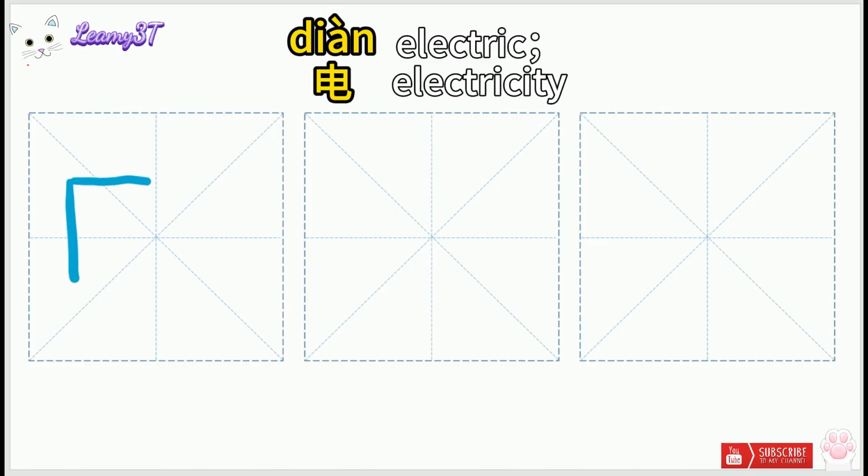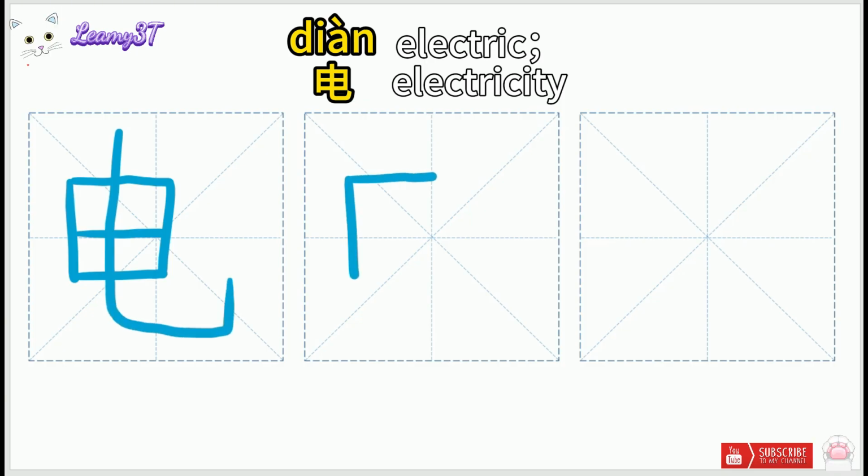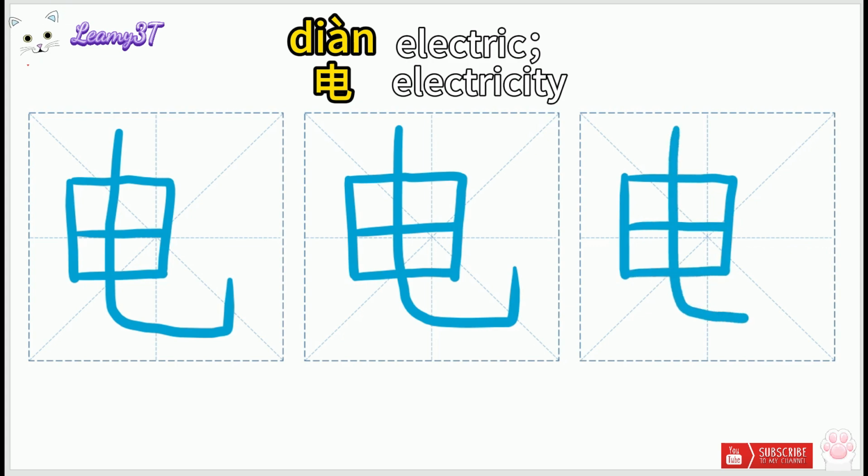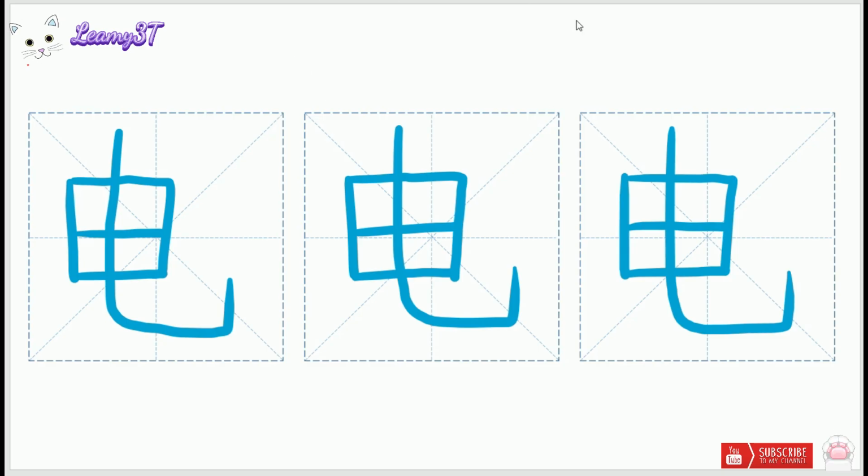横折横横shùwāngōu This one is not very good because this part looks too narrow, so rewrite. shùwāngōu Now it's better. This character is diàn, diàn, meaning electric or electricity.